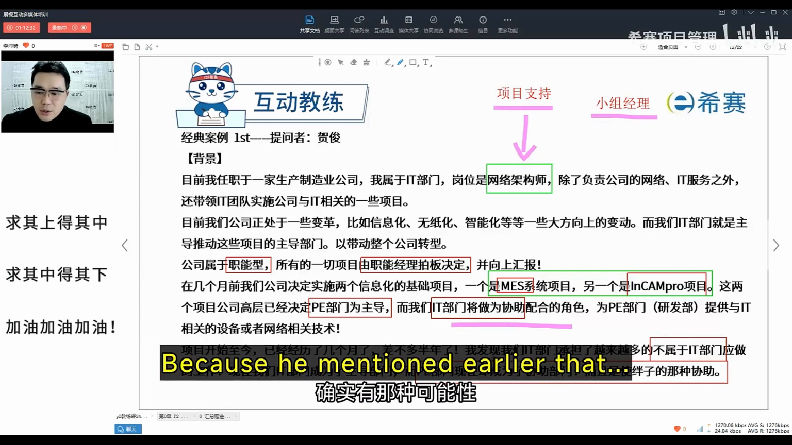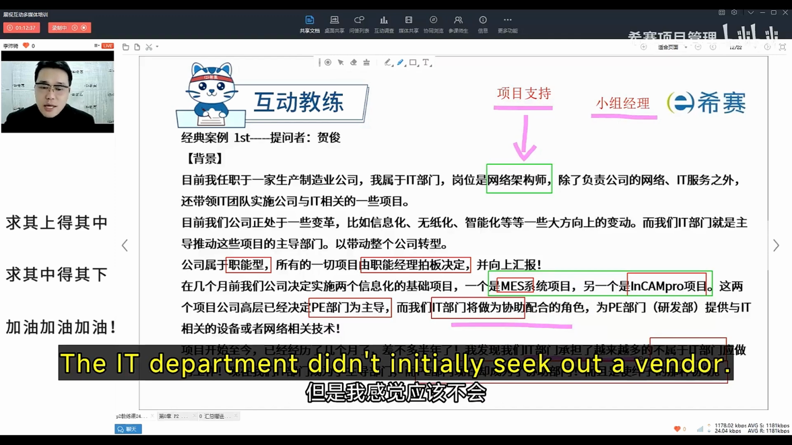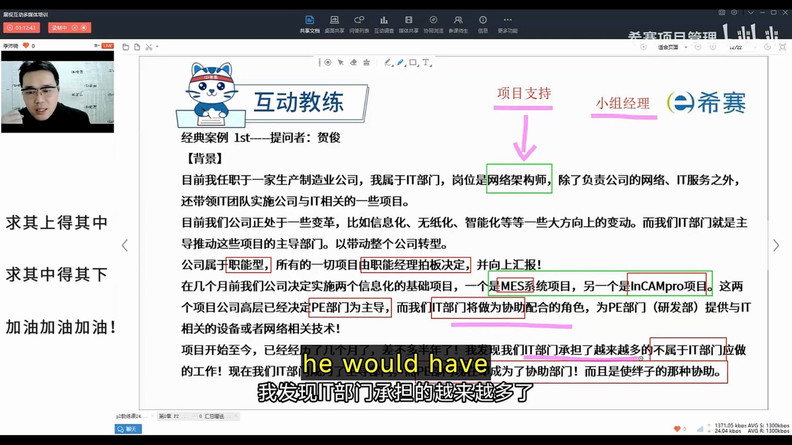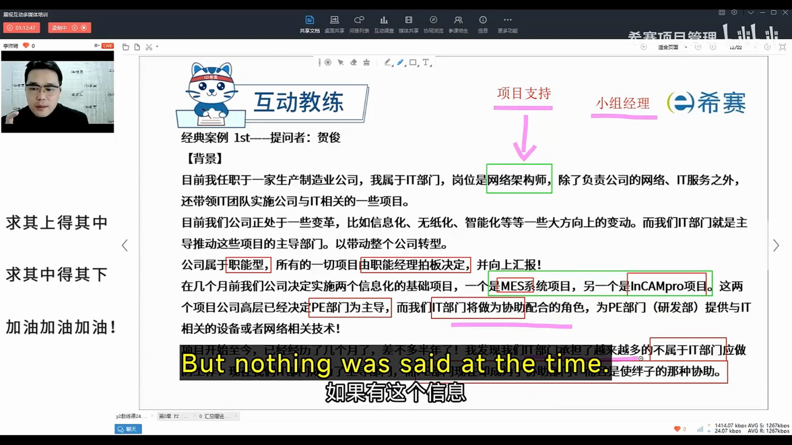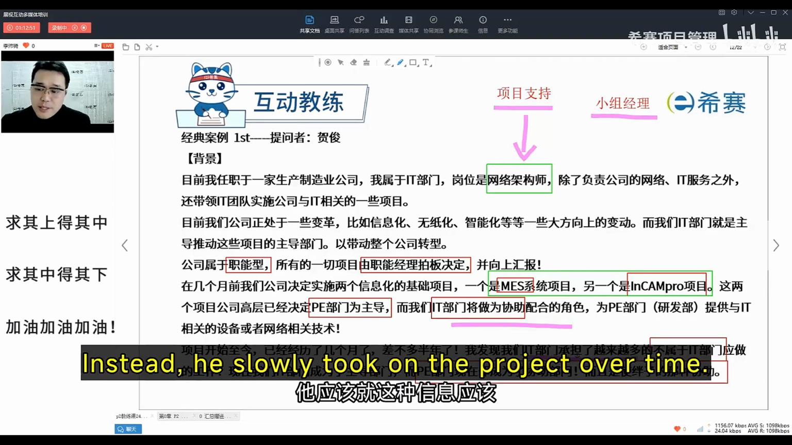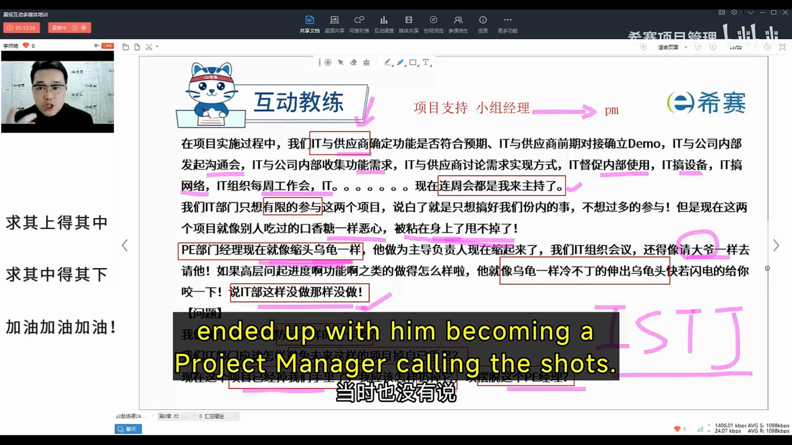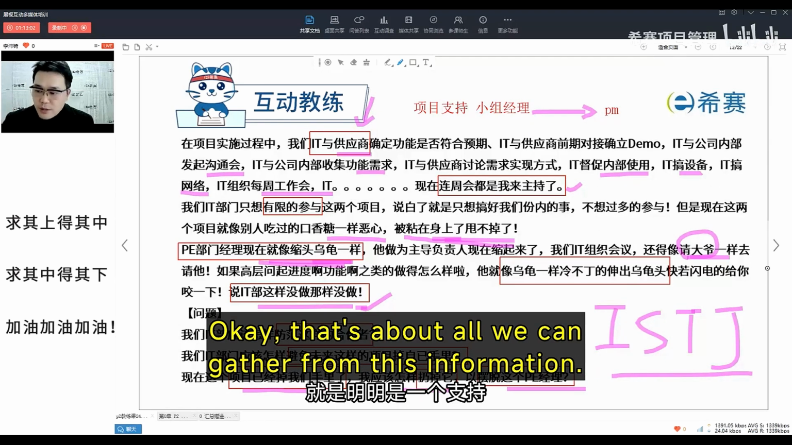Because he mentioned earlier that I've noticed the IT department's responsibilities keep growing. The IT department didn't initially seek out a vendor. If this were the case, he would have mentioned it, but nothing was said at the time. Instead, he slowly took on the project over time. What started as merely a support role ended up with him becoming a project manager calling the shots. Now he's in charge of everything. Okay, that's about all we can gather from this information.